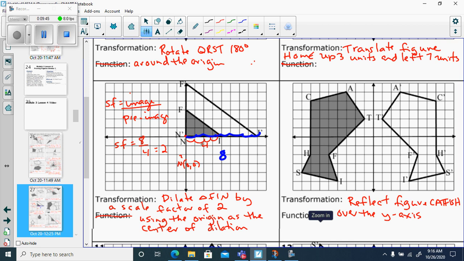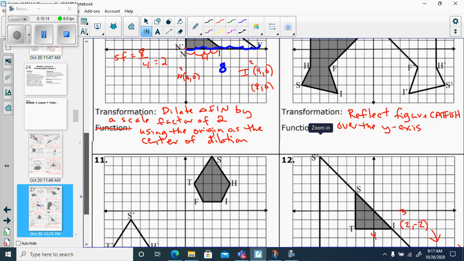Let's see. I is at 4, 0. If I multiply that by 2, that would be at 8, 0, and that's where I prime is. F is at 0, 3, and if I multiply that by 2, I get 0, 6. So this is indeed a dilation. I dilated triangle FIN by a scale factor of 2, using the origin as the center of dilation.